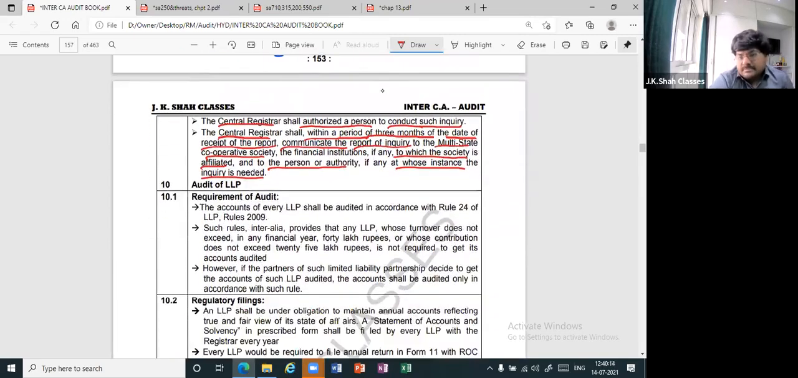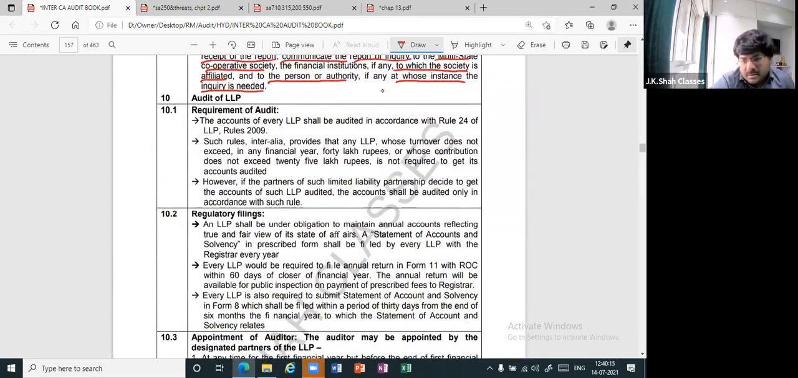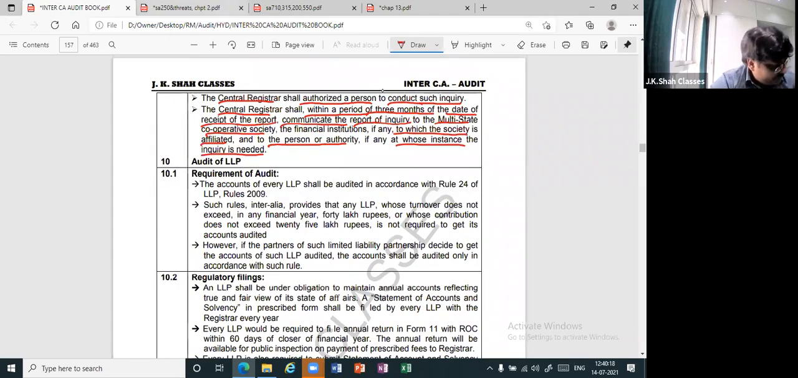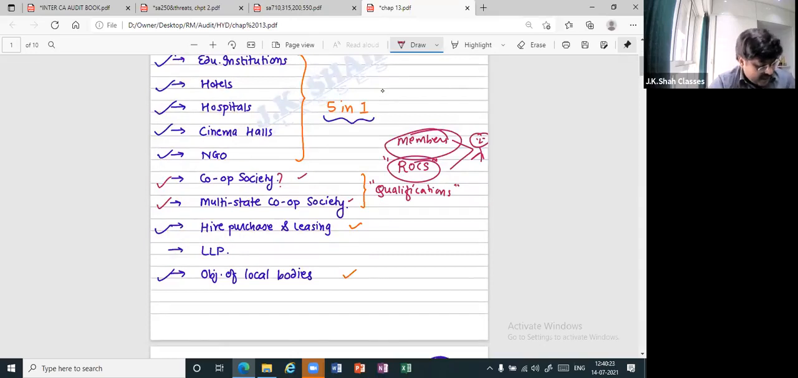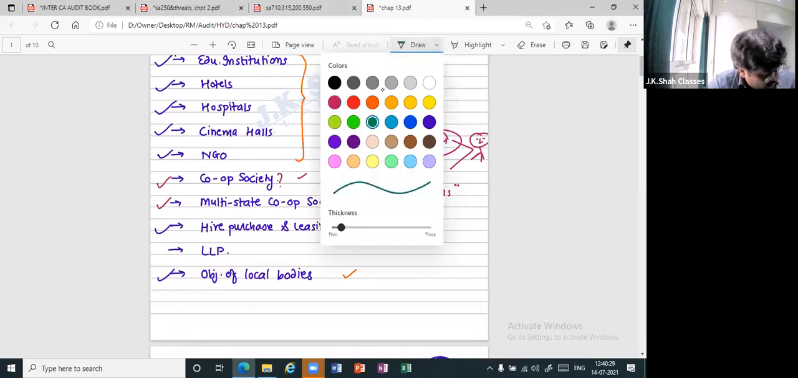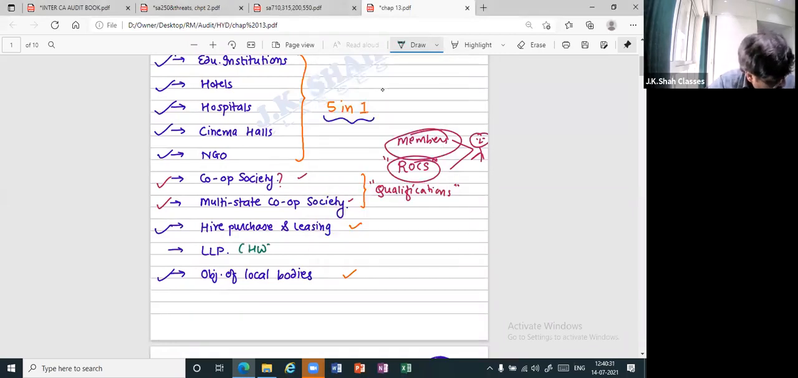Thereafter, done. Can I say next is audit of LLP? Homework. Wait, come here. Can I say society, cooperative society? Both of them done. Now, audit of LLP, do it yourself. And there is one more: audit of a club. That also I've kept for you.